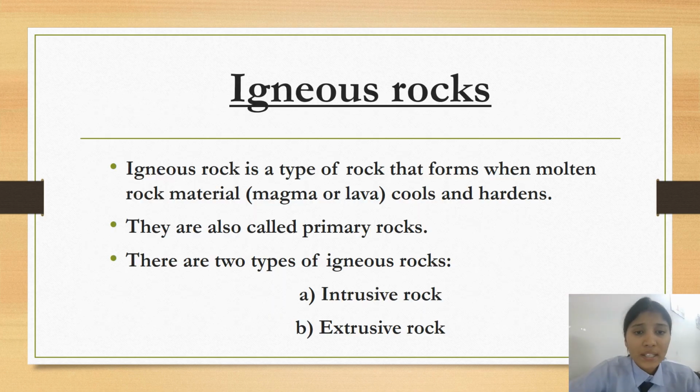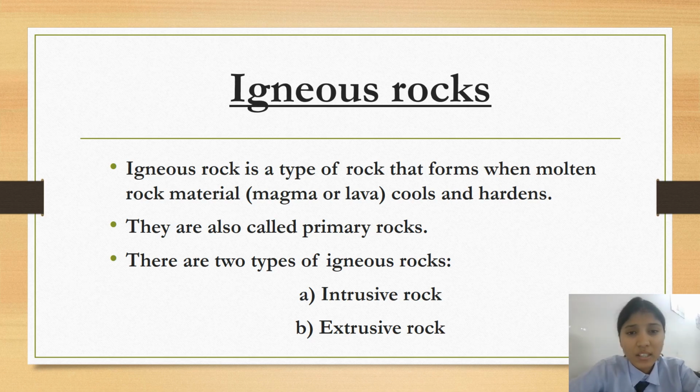Igneous rocks are formed due to volcano eruption, right? Due to the volcano eruption, lava or magma is formed and comes out from the volcano, and this lava or magma cools down with time and gets hardened with time, right?